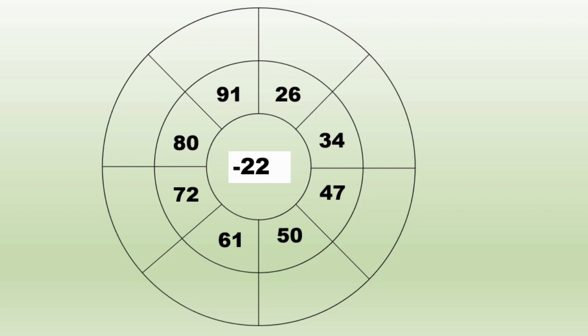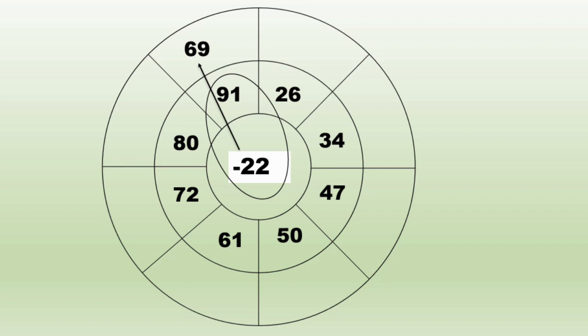Here we have another interesting exercise. We have 22 at the center of the circle. With minus sign, we have to subtract 22 from the numbers written around it, and that too turnwise. And we will start this exercise now with 91. Subtract 22 from 91, and the answer is 69. We will write 69 in this box.